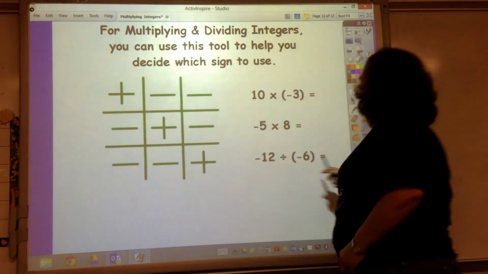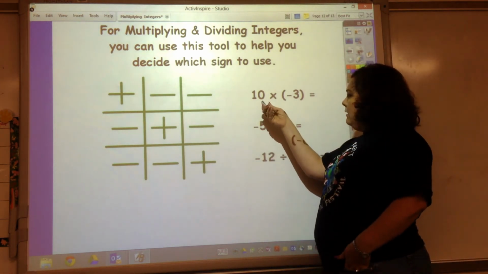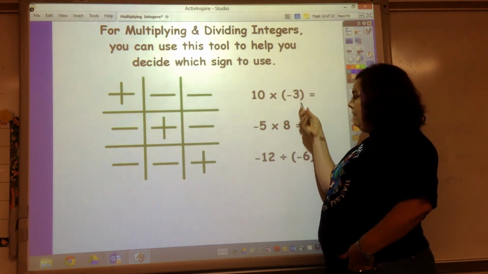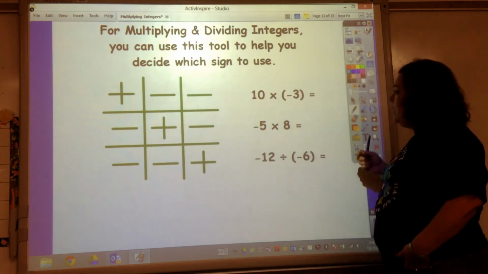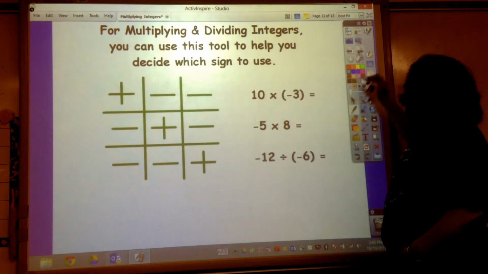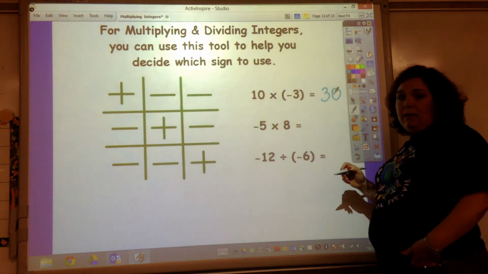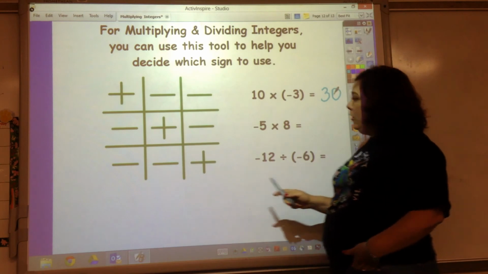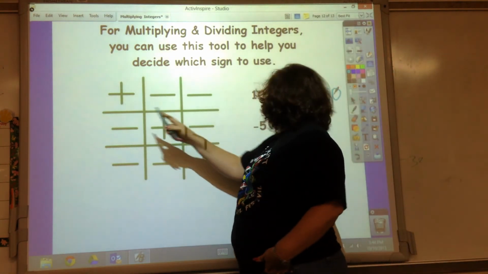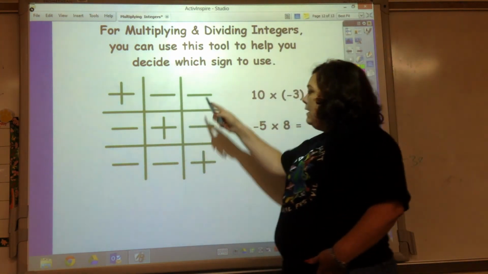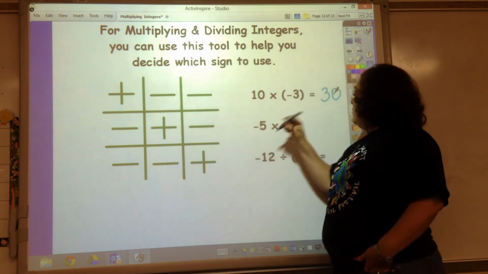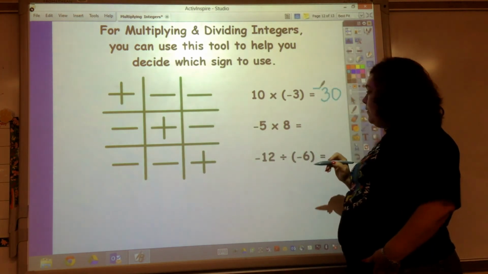So let's say you have a positive times a negative. So you would do this as normal. 10 times 3 is 30. But then to determine the positive and the negative, you'd look over here. Positive times negative equals negative. So you would make it a -30.